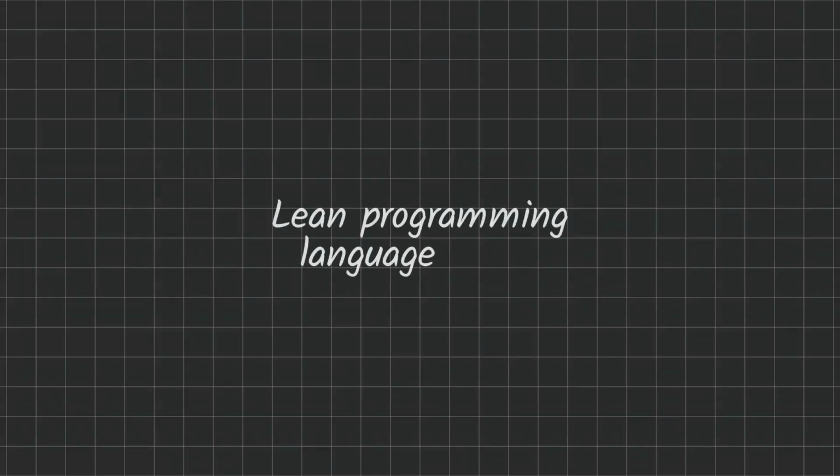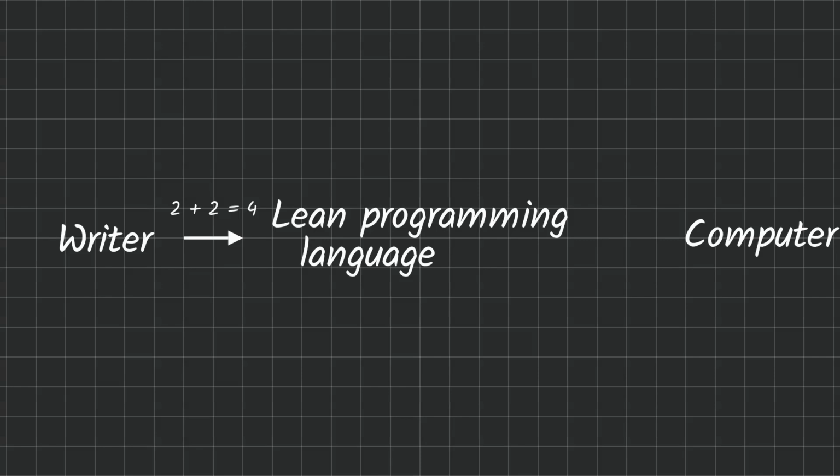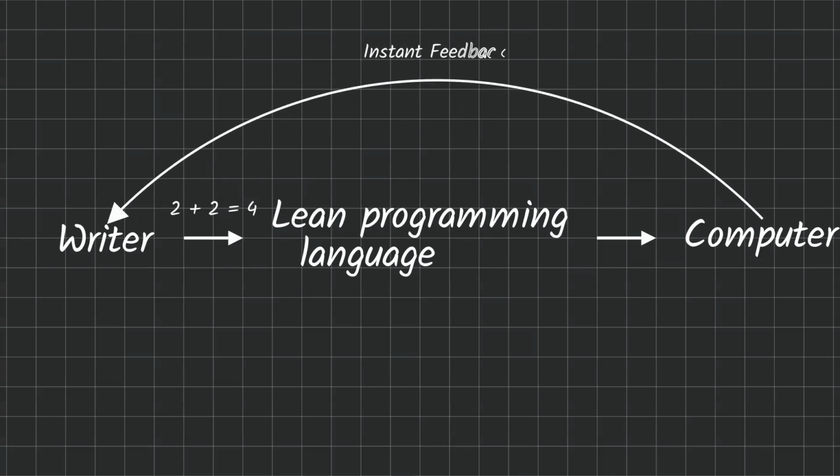Lean is essentially a language which acts as a translator between writer and computer. The writer writes a proof or a math expression, which can be as simple as 2 plus 2 equals 4, using the Lean language. And thus, this is how the computer understands whatever you have written. Based on the expression you have written, which may be true or false, the computer then gives you instant feedback. This loop allows the writer to recognize their mistakes and gives you opportunities to learn from your mistakes.